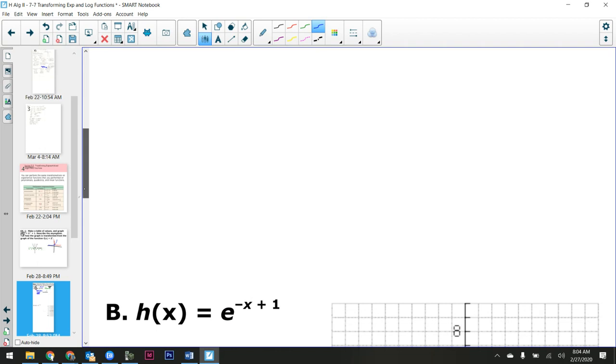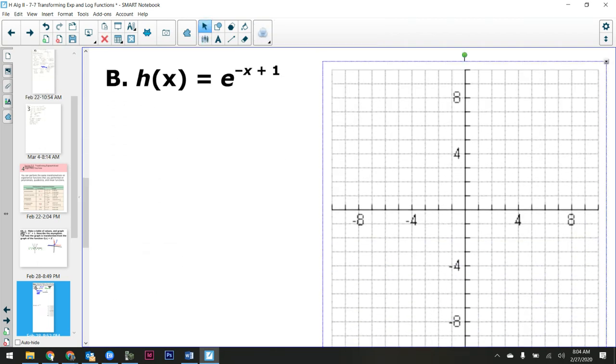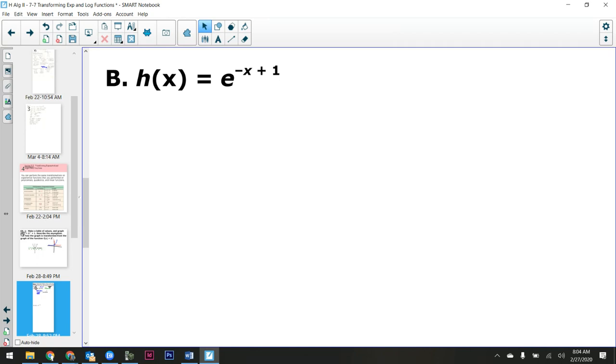Let's do another one. Okay, go ahead and try this on your own. With the asymptote, put it in your calculator, sketch the graph, describe what transformation happened. Also state the y-intercept as well.